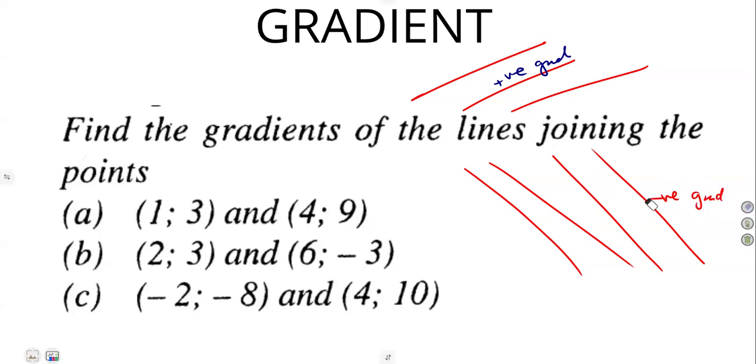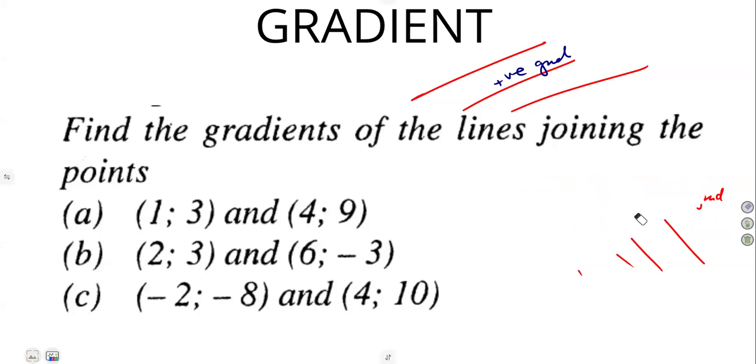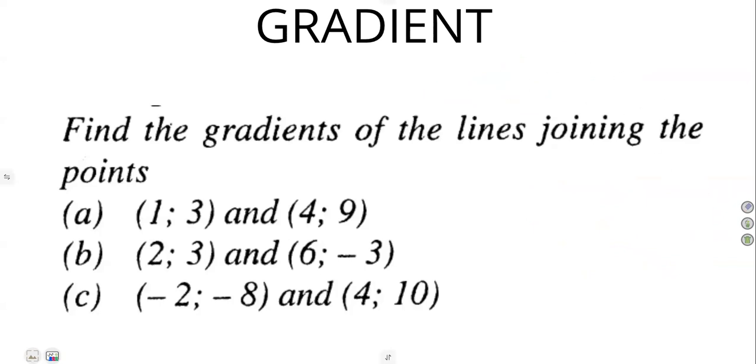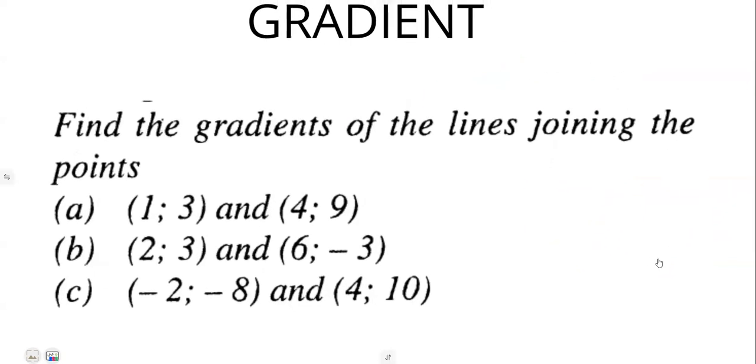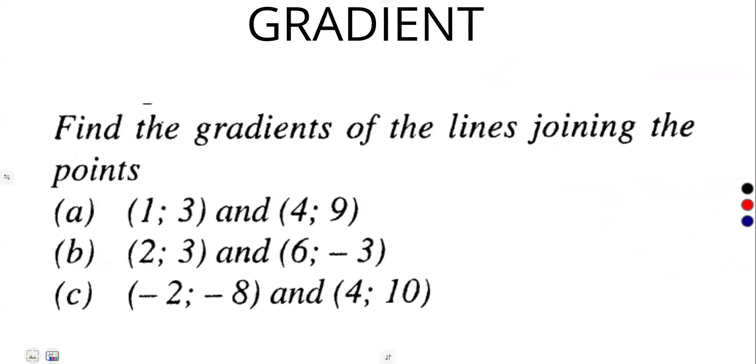But we didn't explain how to determine that gradient. We just expressed that if a line is like this, it has a positive gradient. When it is like this, it has a negative gradient. So how do you calculate that gradient using given points, like what we're given here? Find the gradients of the lines joining the points.